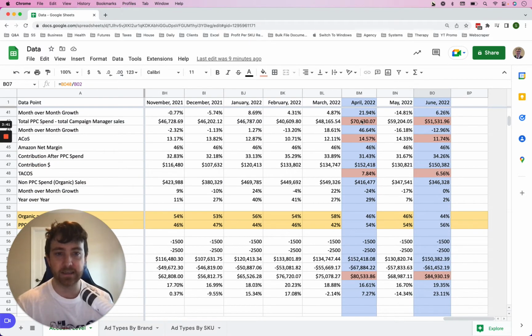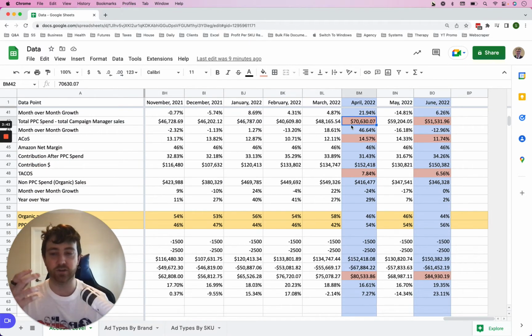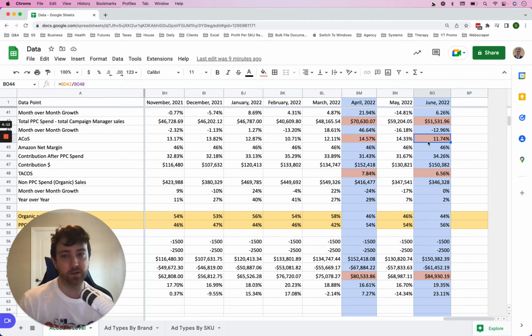All right, here on the 70,630, that is the total ad spend for that month. And if you can tell, June is $20,000 less, right? It looks like $19,000 less in terms of ad spend. So April, we spent about $19,000 more. We can see that the ACoS is 14.5% here, and the ACoS is 11.74% here. So significantly lower ACoS.